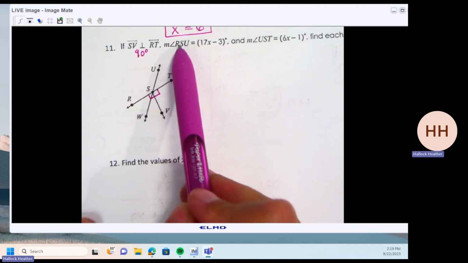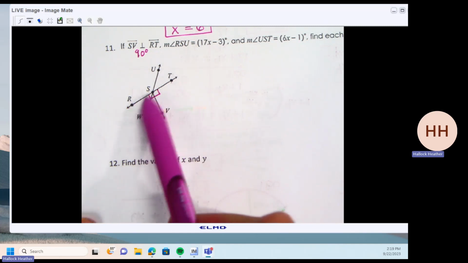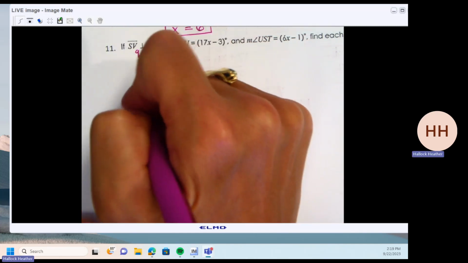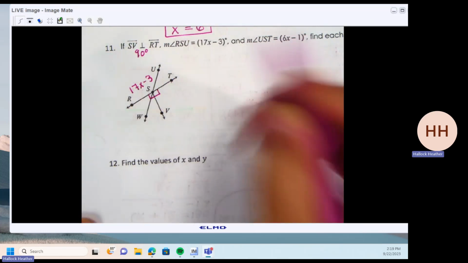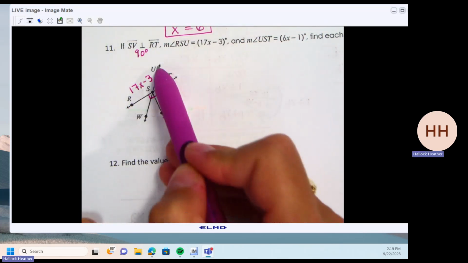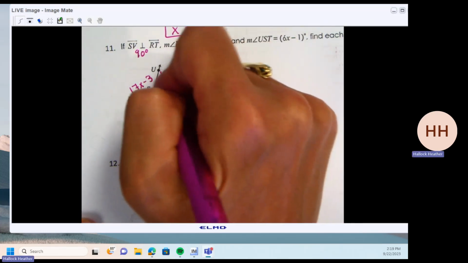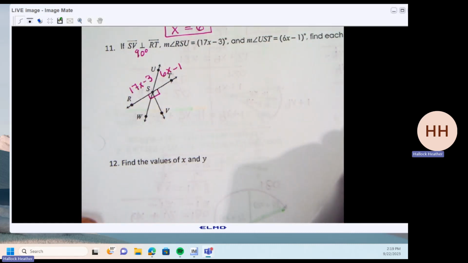We know RSU is 17x minus 3, and UST is 6x minus 1. I need to find each of the missing measures.